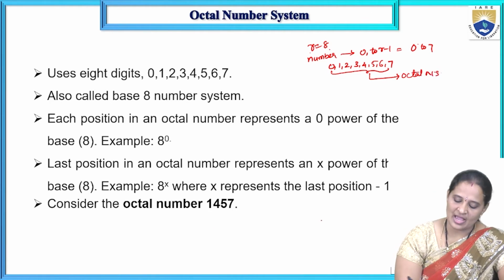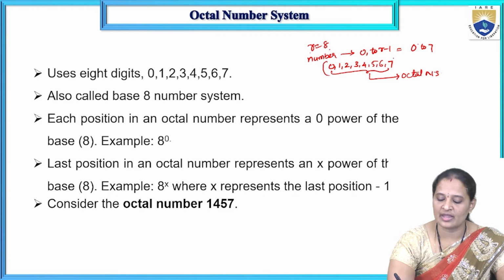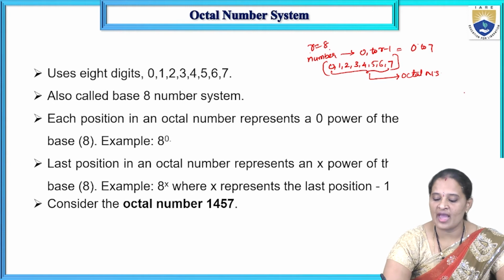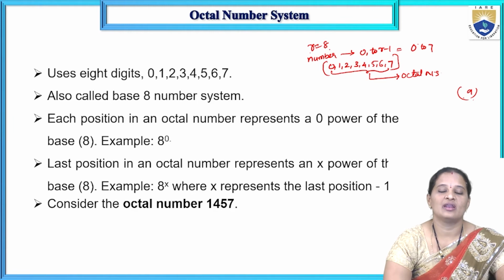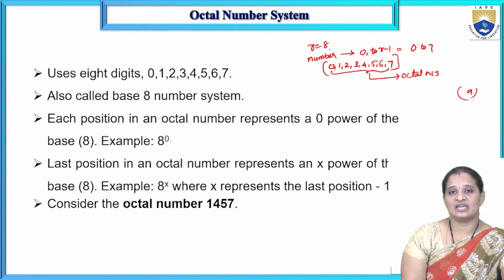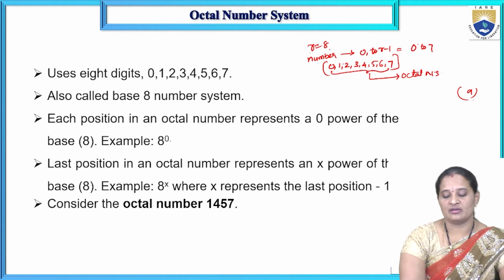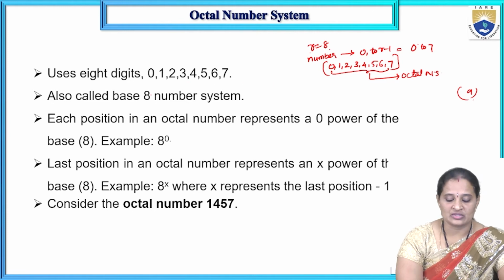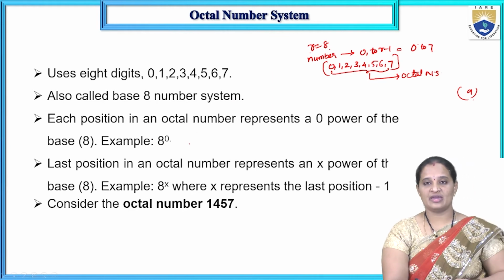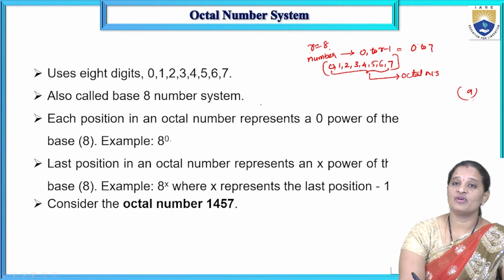Okay, so any octal number should have only the digits from 0 to 7. If you have a number with 9, then it will not be an octal number at all. Okay, so that is the meaning of symbols in a number system. Coming to the octal number system, it has 8 digits: 0, 1, 2, 3 and so on up to 7. It is also called the base 8 number system, and each position in an octal number is having a positional weight in the power of 8.